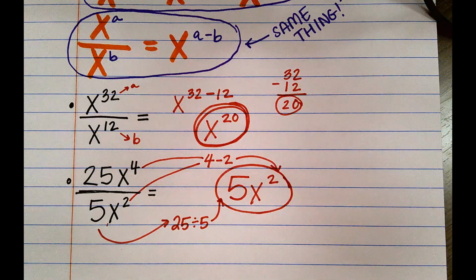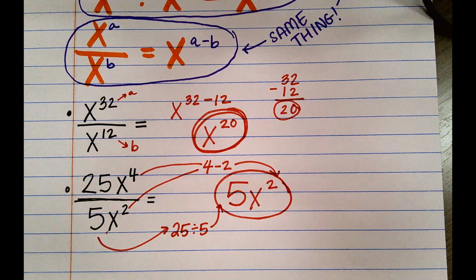Very nice. Another way to find the answer is to take 5 times 5, which is 25. Very true. That's a good way to think of it. 5 times 5 is 25.